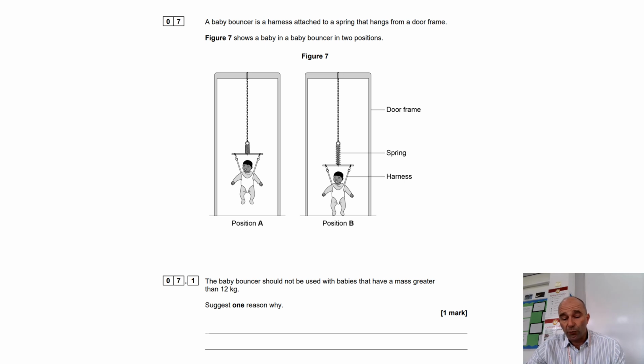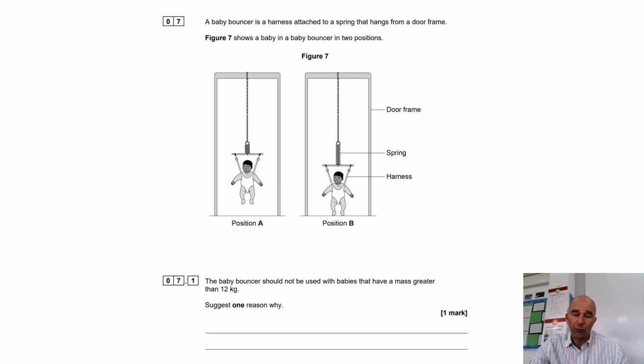If the baby is above 12 kilograms, the spring may become permanently extended. You could also say that the extension of the spring is too great, so the baby's feet are always on the floor. They'd even accept that the harness or the spring may break.